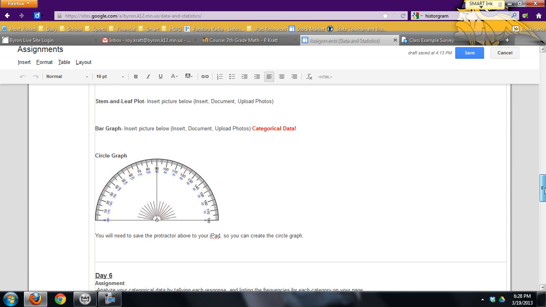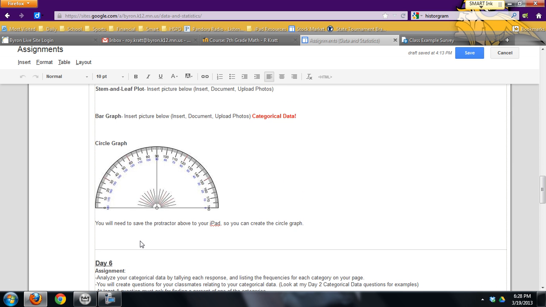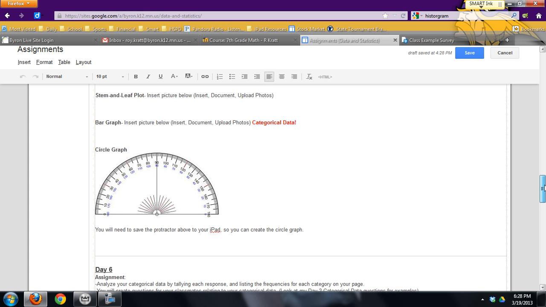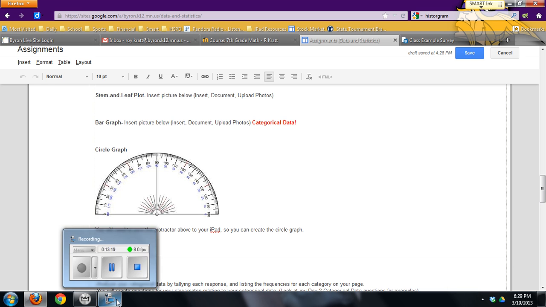Okay, so it says right here some directions: you will need to save the protractor above to your iPad so you can create the circle graph. That's if you want to do it on your iPad. Again, I have protractors in class here, so you wouldn't have to do it on your iPad. But anyways, good luck in making your circle graph and have a little fun here.